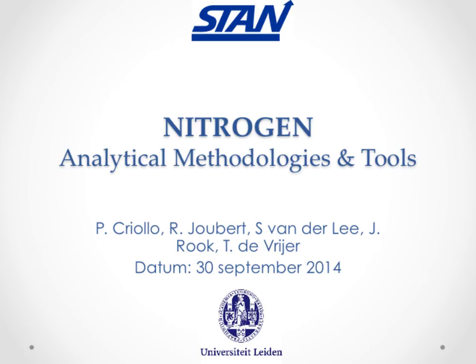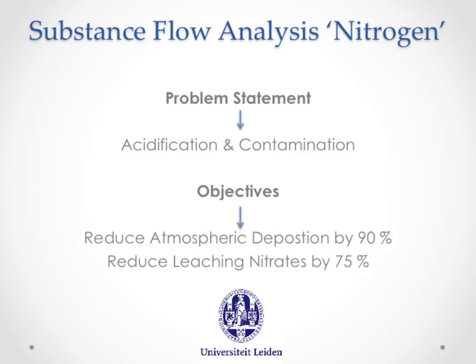The government of the region Nitrogen has stated two objectives concerning the amount of nitrogen in the region. First, the atmospheric deposition should be reduced by 90%. Second, the leaching of nitrates should be reduced by 75%.